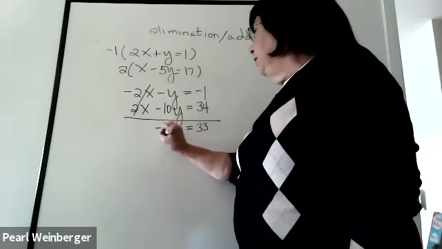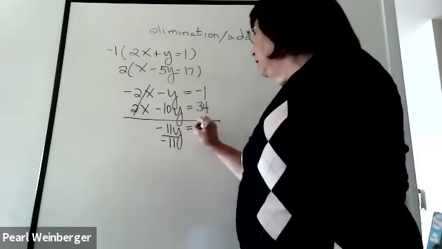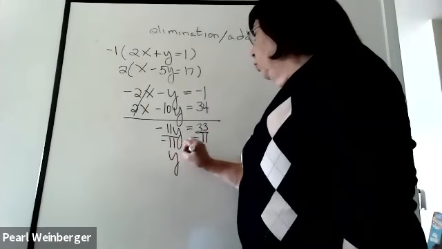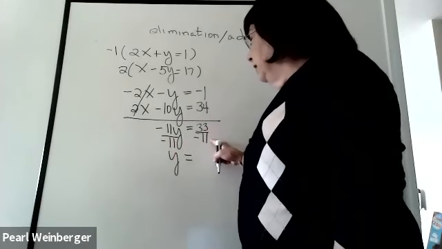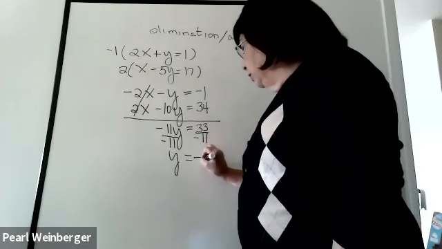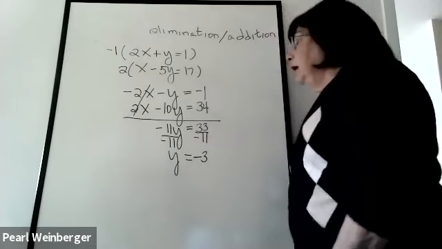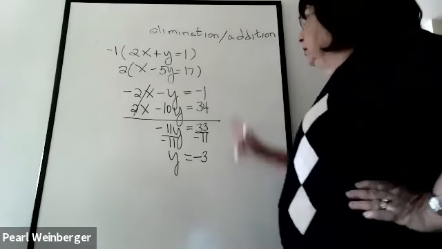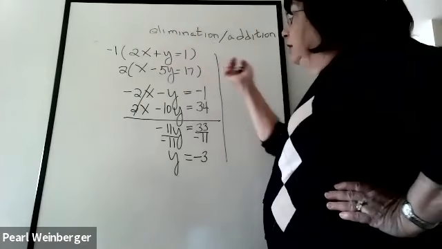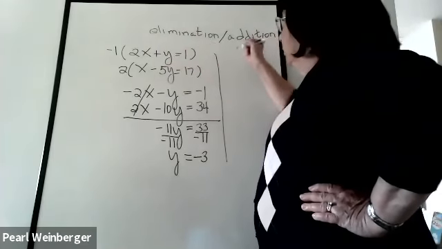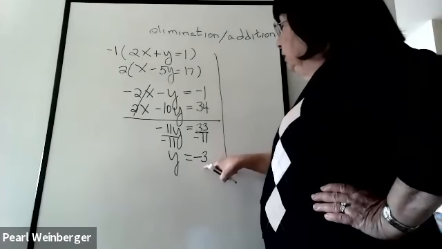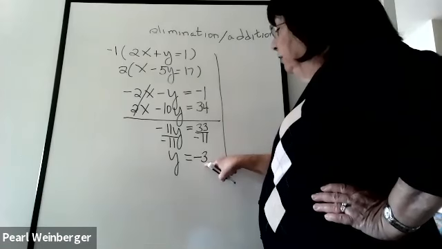And then I'm going to divide both sides by negative 11. And this will give me y equals, well, 33 divided by 11 is 3, and there's a positive and a negative. This gives me negative 3. I've now figured out what the y value is. To find out what the x value is, I'm going to go to either one of these equations. I picked the first one because it's the first, no other reason. And I'm going to replace the y by negative 3.